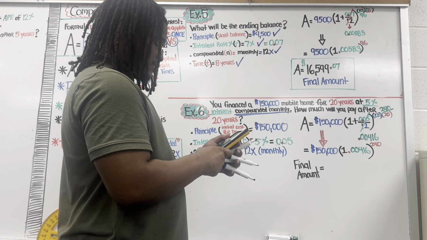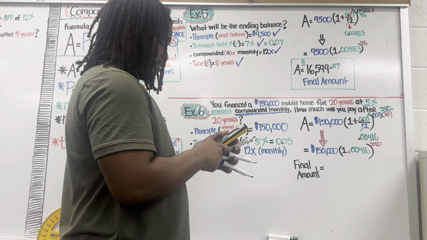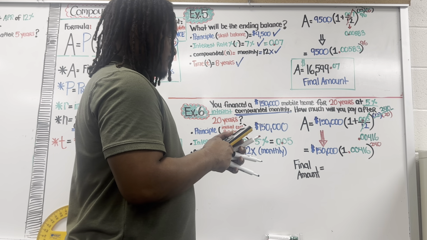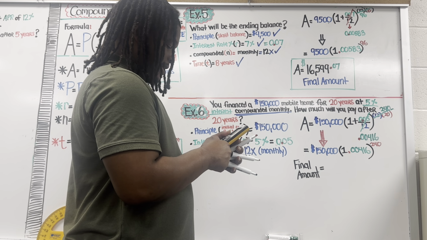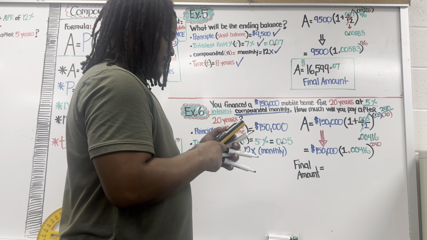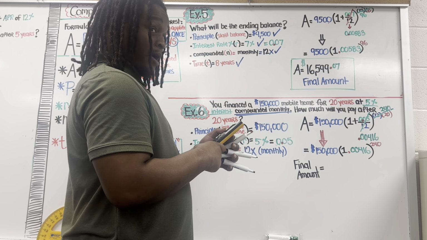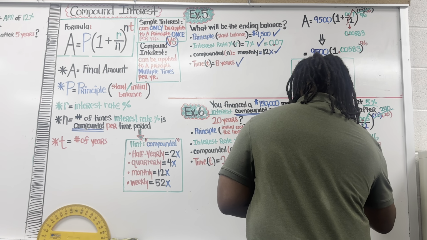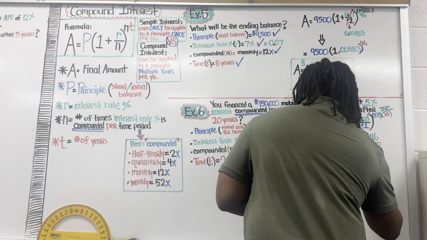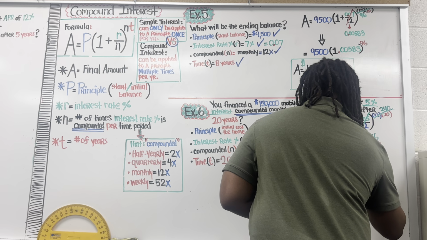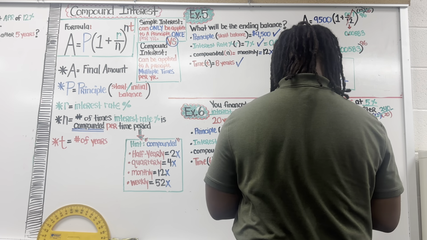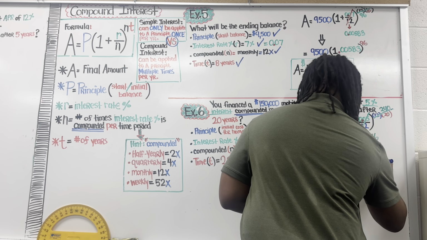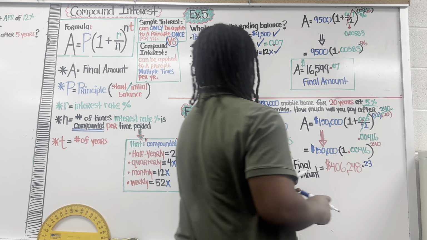So I have 150,000 times parentheses, I'm going to put in two parentheses, 1.00416, parentheses close, to the 240th power, and the outside parentheses close, equals, wow, that is a big amount. It equals 406,248. Wow, excuse me. And 20, I'm going to round it up, 23 cents.